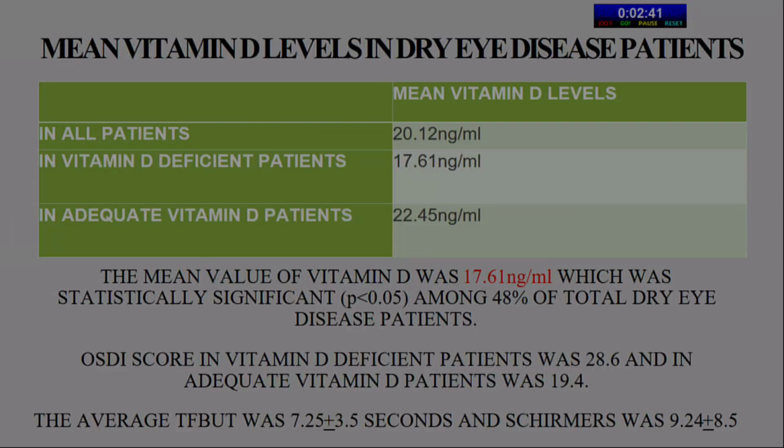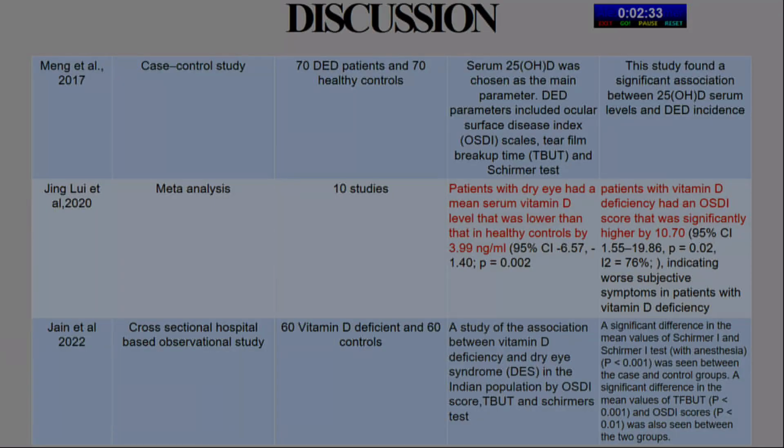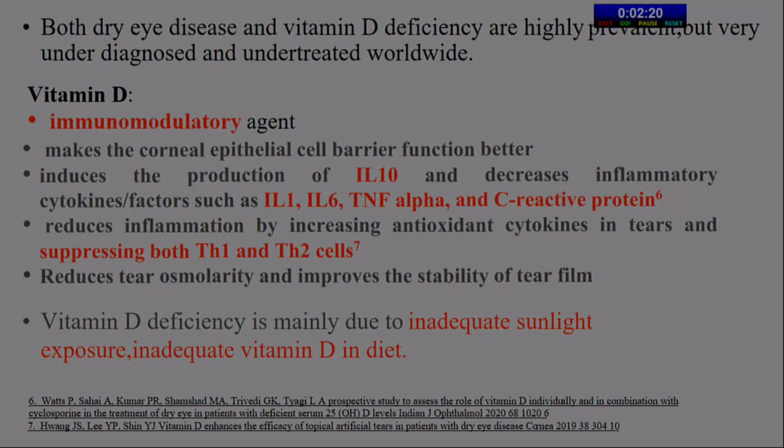The OSDI score in vitamin D deficient patients was 28.6 and in adequate vitamin D patients was 19.4, which corresponded to the study done by Jing, where vitamin D levels were lower than in healthy controls by 4 nanogram per ml and the OSDI score was significantly higher by 10.70. Both dry eye disease and vitamin D deficiency are highly prevalent but very underdiagnosed and undertreated worldwide.